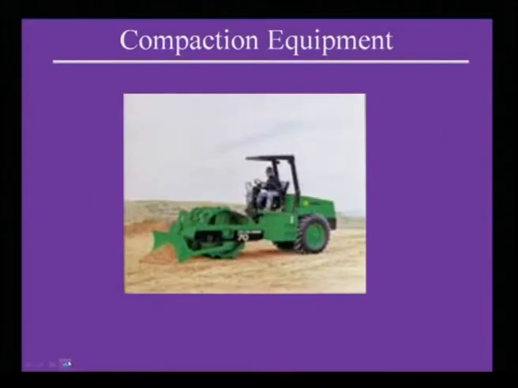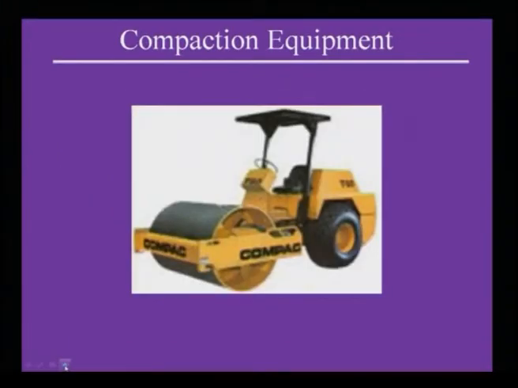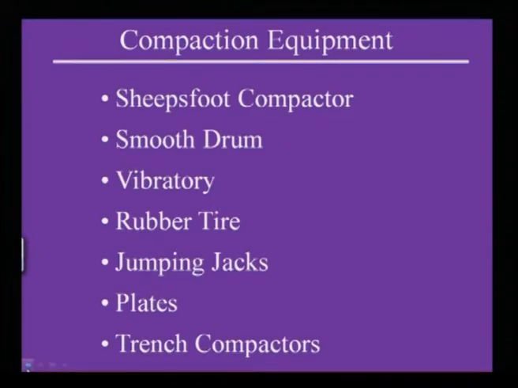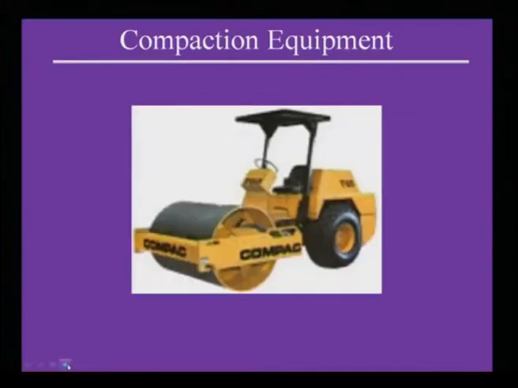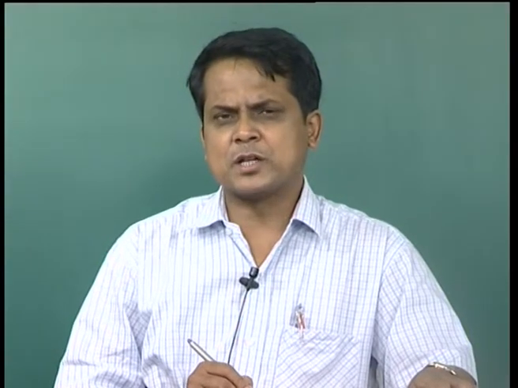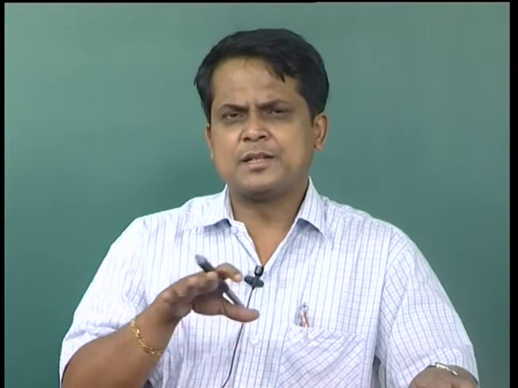Then go to this. This is your compaction equipment. This is your simple one, smooth drum. Smooth drum means a drum is there, and it is very smooth. You just place it over and roll it. Both these cases are smooth drums. It is basically used for road construction, for bitumen. It rolls smoothly.